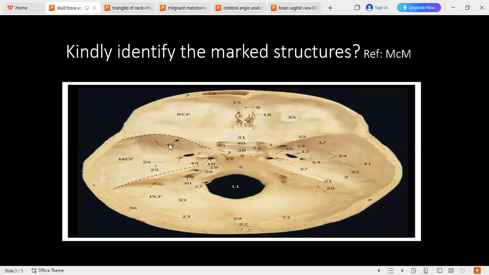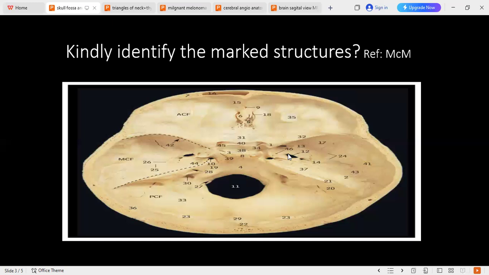If you could identify 13 on the other side, please. Here is the foramen rotundum. What are the structures which pass through it? The maxillary division of the trigeminal nerve, and an emissary vein, I think. Mainly the maxillary division of the trigeminal nerve only.